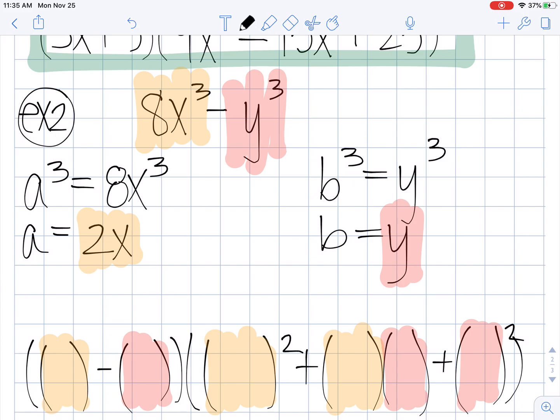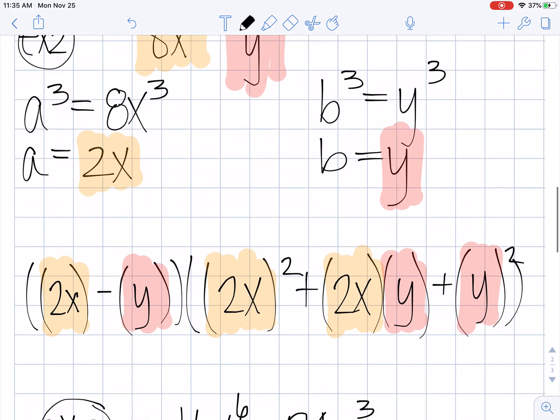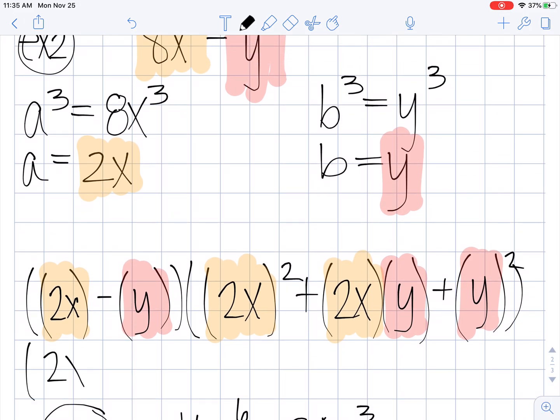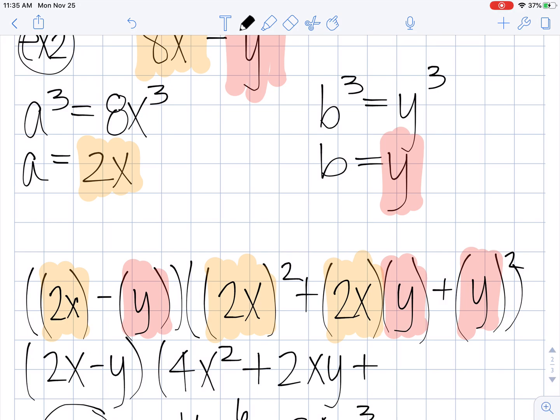So let's fill in my skeleton. This becomes 2x, this is 2x, this is 2x. This is a y, and a y, and a y. So what do I end up with? 2x minus y. I don't have to simplify that at all. I do have to square this. 2x squared. I square each thing on the inside. So 2 squared is 4, and x to the second power is x squared. Then I multiply these together, which is just 2xy. And my last part, y squared, is just y squared. So this right here is my final answer.